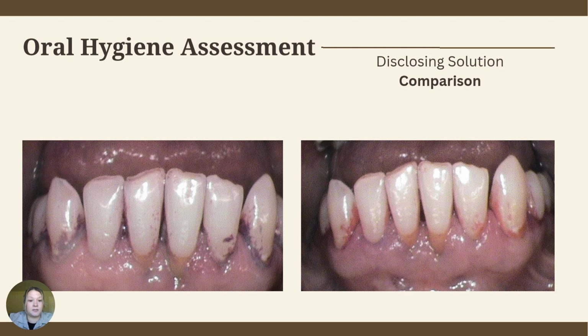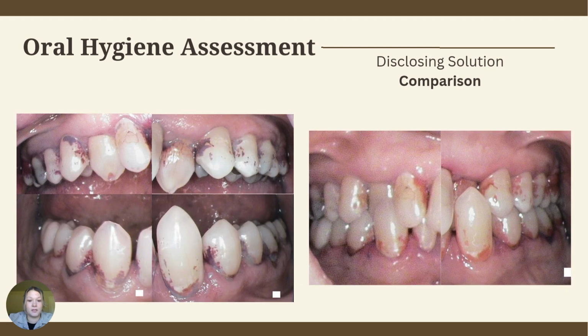And here are some comparisons. The mandibular facial anterior on the left is at his initial visit, and you can see that dark purple biofilm hanging out at the marginal gingiva. On the right is at his reevaluation visit with disclosing solution. You can see there's a lot less biofilm, and it's the pink newer biofilm. So he's at least removing it. Here's another good comparison from the initial appointment to the reevaluation appointment.